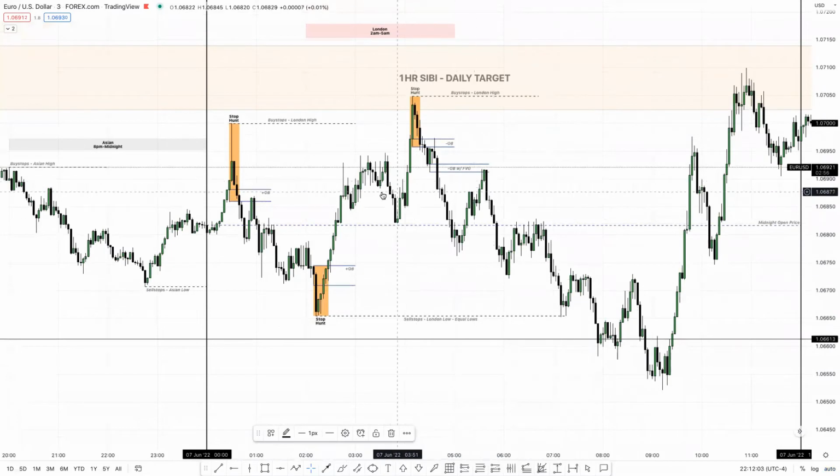And now we're looking for what? Lower prices. We break the structure here. We pull back OTE, order block with fair value gap. Where is the narrative currently reaching for? Sell side liquidity.